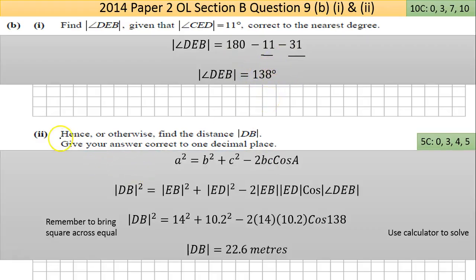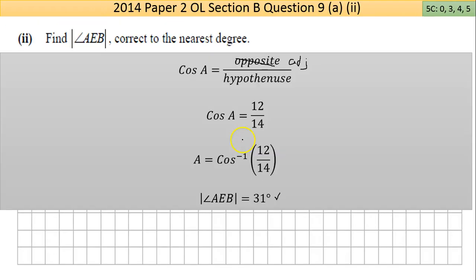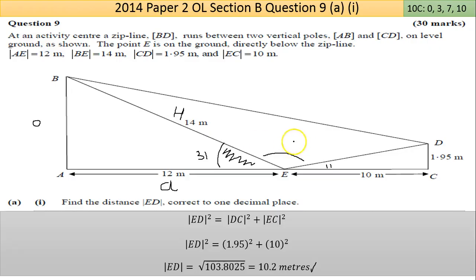Okay, now part 2, hence or otherwise find the distance DB. So let's go back here and look at DB. So that we know was 138. I can put it in there legibly. We're looking for DB, so that's the question mark there, that whole length there. Now you're focusing on this triangle, which is a non-90 degree triangle. If you look at a non-90 degree triangle, the two formulas that should be most apparent are either the sine rule or the cosine rule.